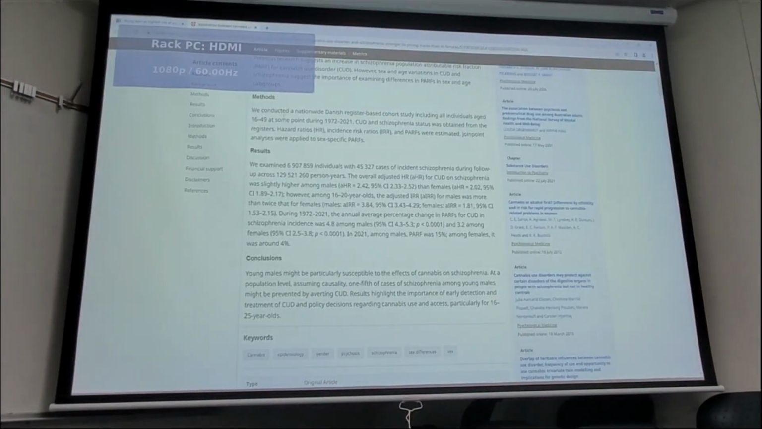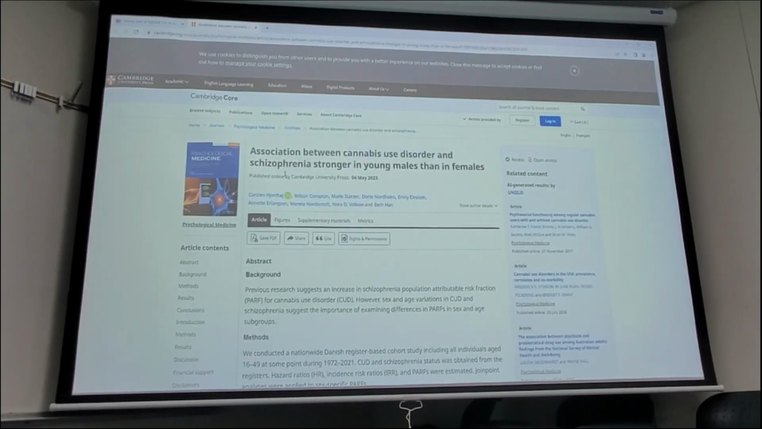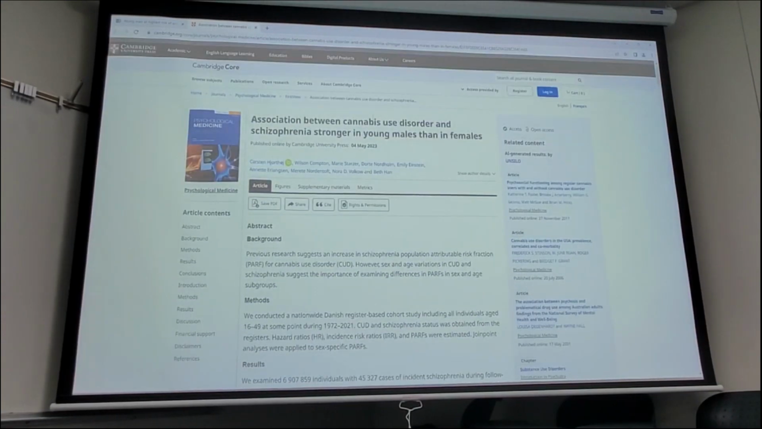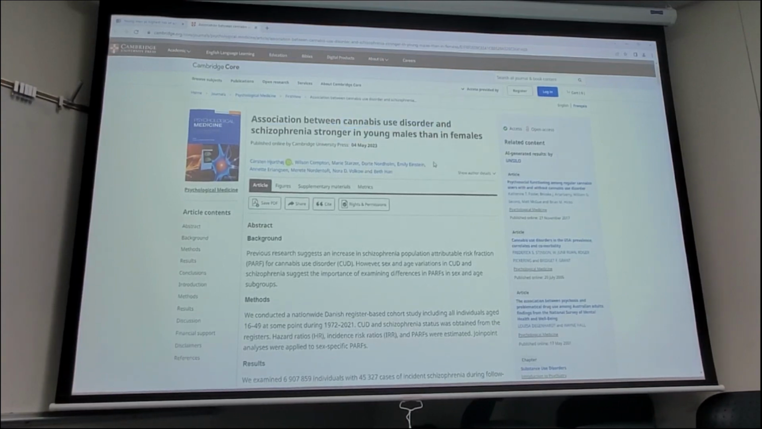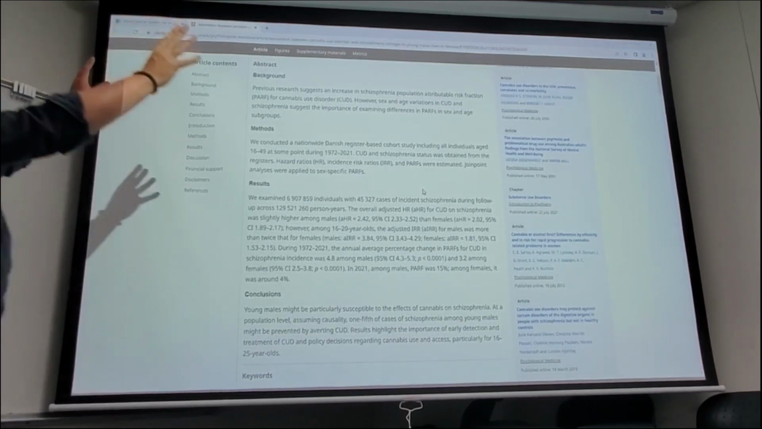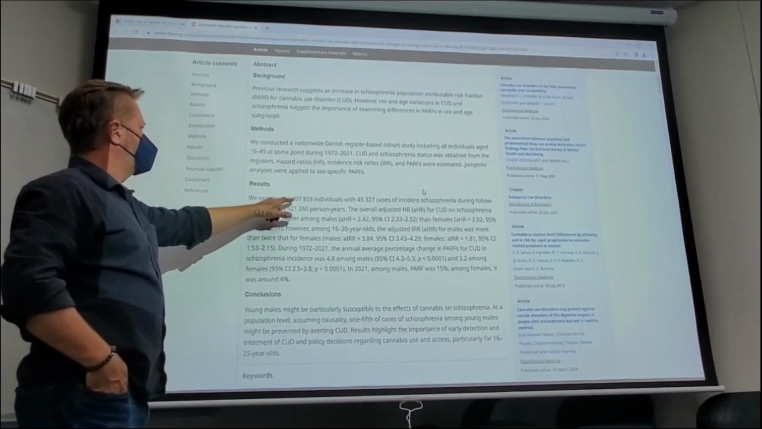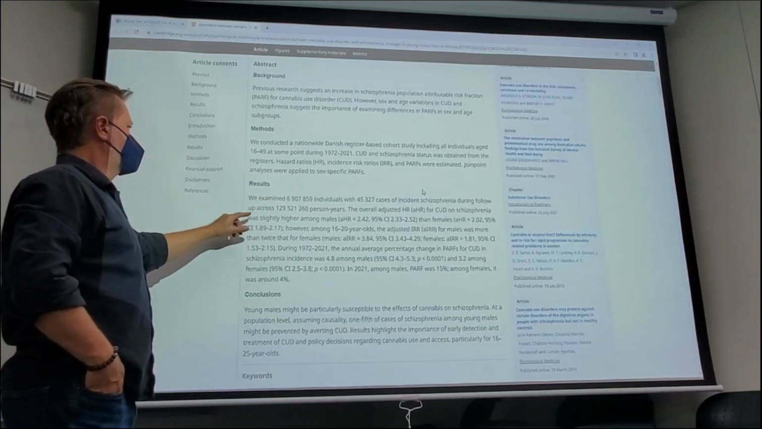So this study showed there's an association between cannabis use disorder and schizophrenia in young males. Notice it says cannabis use disorder, so as long as you don't have a disorder, you're fine. But what I really want to show you is a couple things. They did the study. Here's the results. They looked at, is that 6 million? Whoa, that's pretty good.